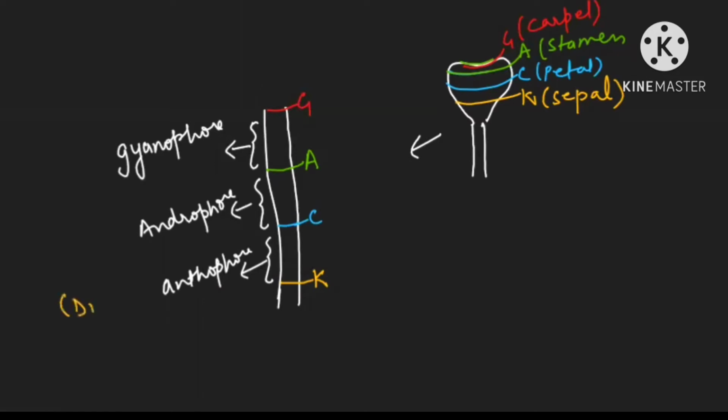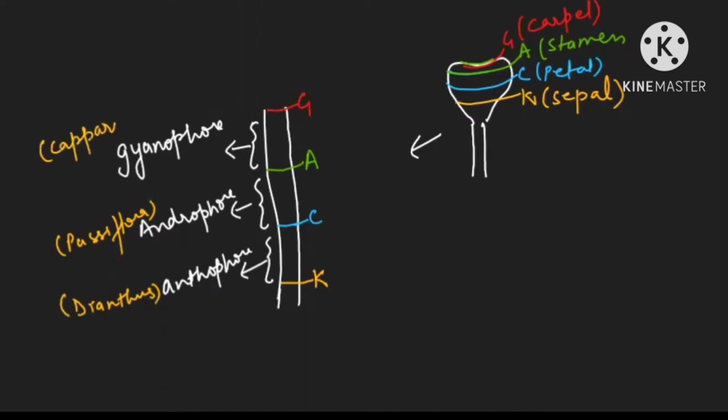Now, anthophore is seen in Dianthus. These are a few examples; you have to learn them for competitive exams. Androphore is seen in Passiflora. All will not be present in every plant. These are different examples. For example, in Passiflora you can find androphore, but you will not find anthophore there. Is it clear? Now, gynophore is seen in Capparis.